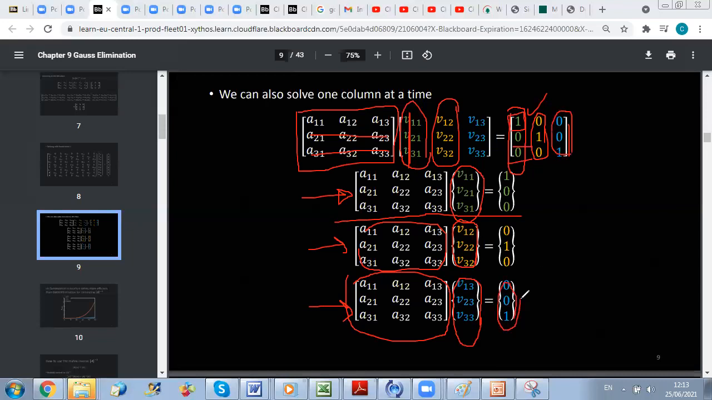So now, instead of solving 9 equations with 9 unknowns, I don't have a 9 by 9 matrix anymore. I reduce the computation to a 3 by 3 matrix. But I should repeat this procedure 3 times. Even if I repeat it 3 times, it will take less time than solving for A minus 1 with a 9 by 9 matrix. And we will see how.